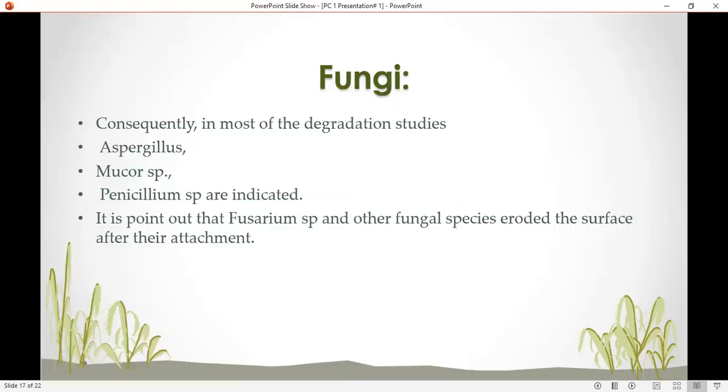And next we see the fungi. Fungi basically include Aspergillus, Mucor, and Penicillium species. Besides these, they also include Rhizopus species and Fusarium, which act on PCL, PHB, and PBS. These are some fungal species which act on the polymer in different ways, like the bacteria have acted on the polymer. It is pointed out that Fusarium species and other fungal species eroded the surface after their attachment.